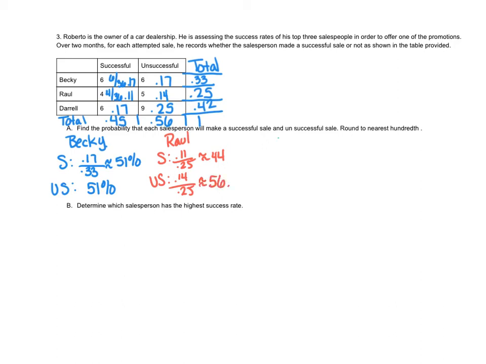Then we have Daryl. His successful is going to be 0.17 over 0.42. So 0.17 divided by 0.42 is about 40%. And his unsuccessful is going to be probably about 60%, 0.25 over 0.42. And that's 60%. Again, we're seeing the discrepancy with that first one because we rounded those numbers. So clearly we can see Becky has the highest success rate.